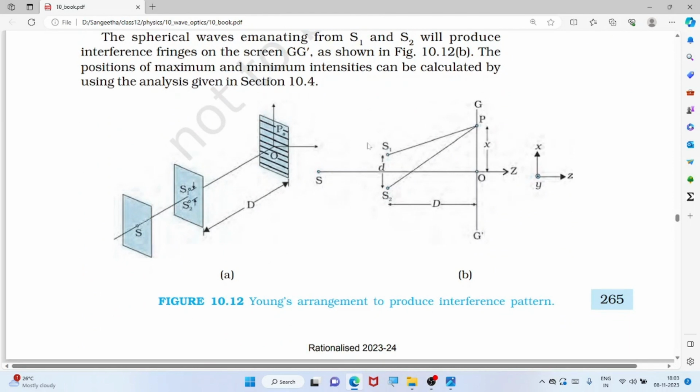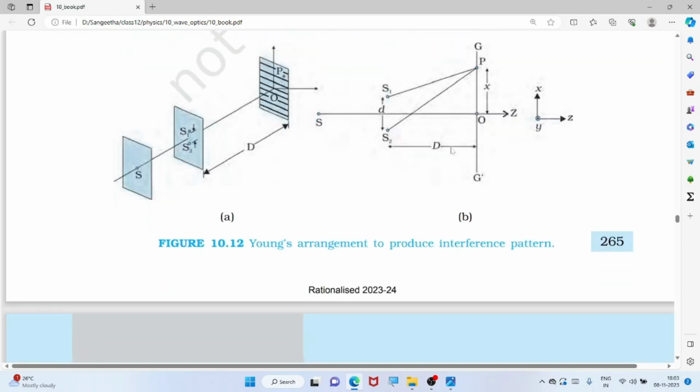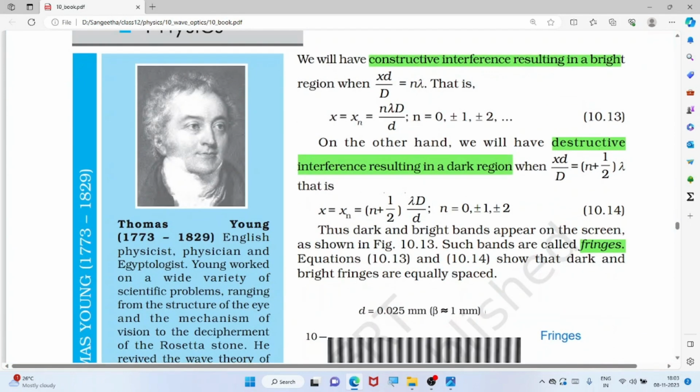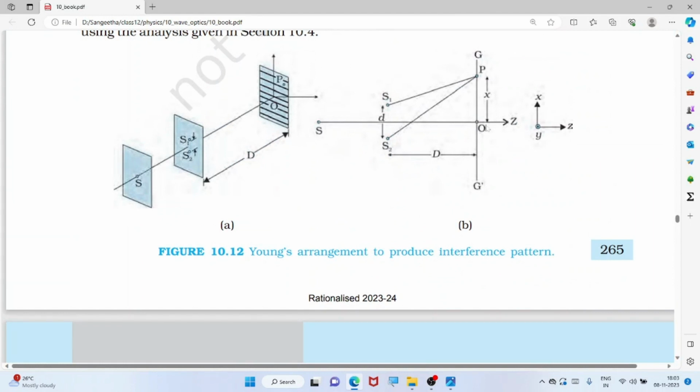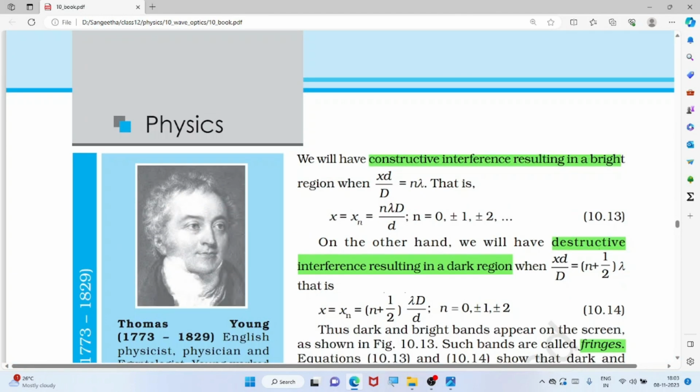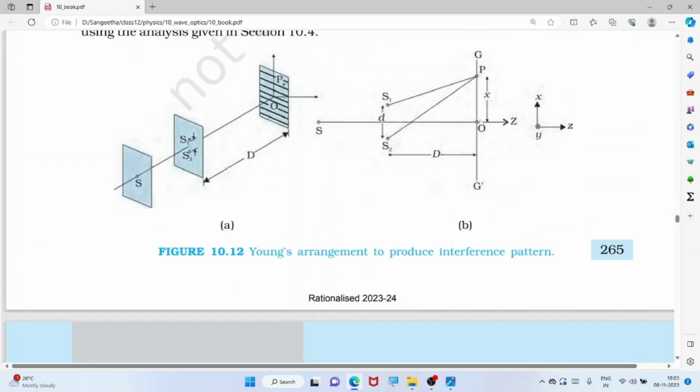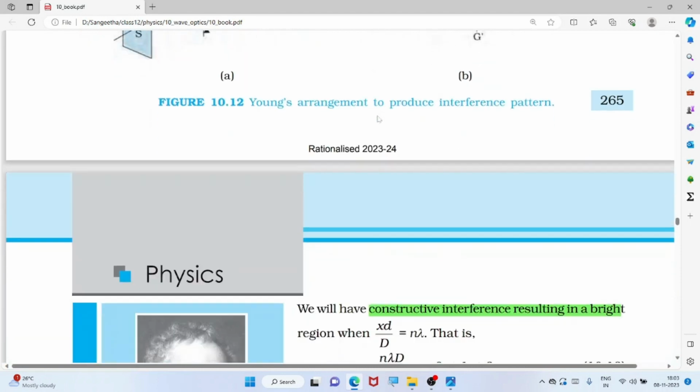This is the screen. These two are the light sources. In this screen there will be fringes formed, dark and bright, based on whether it is constructive interference or destructive interference. Constructive interference happens at a distance from here. This distance is a multiple of n lambda D by d. At this distance, constructive interference will take place, that is, bright fringes will form.